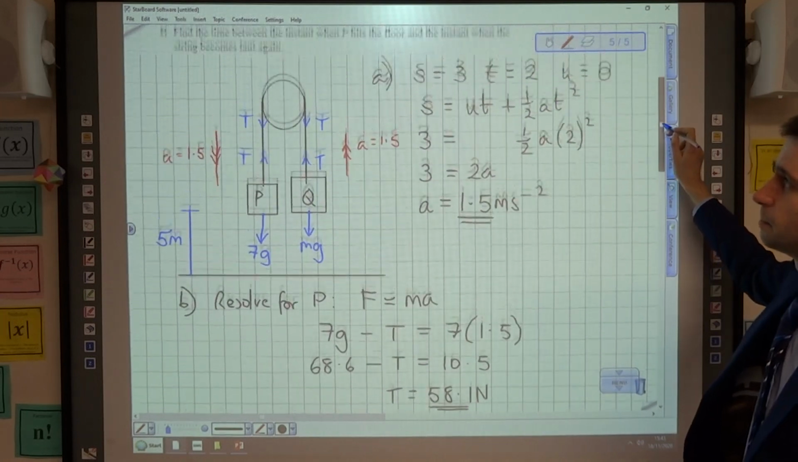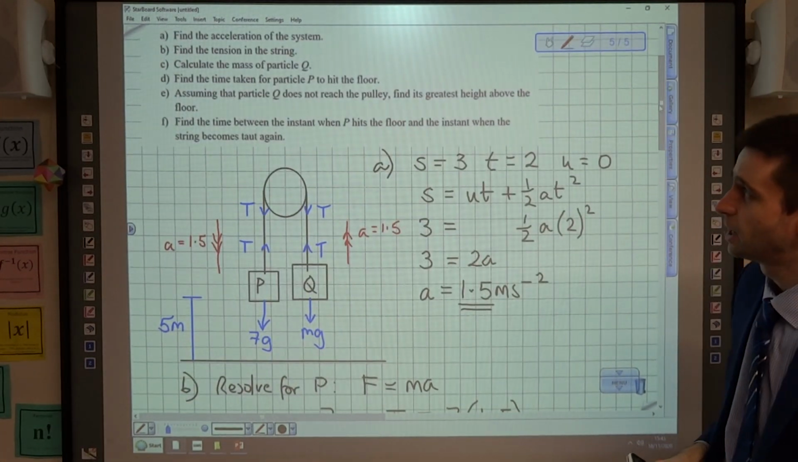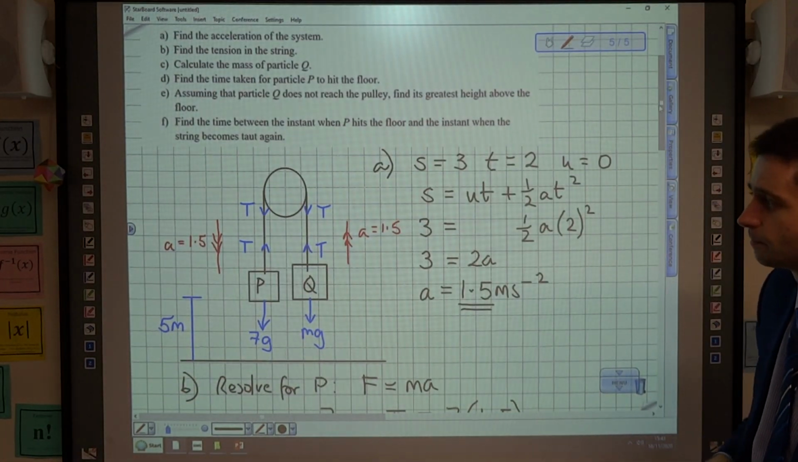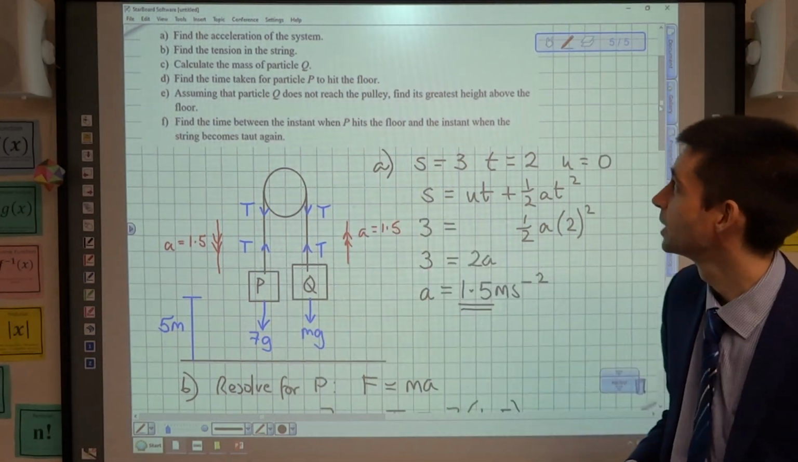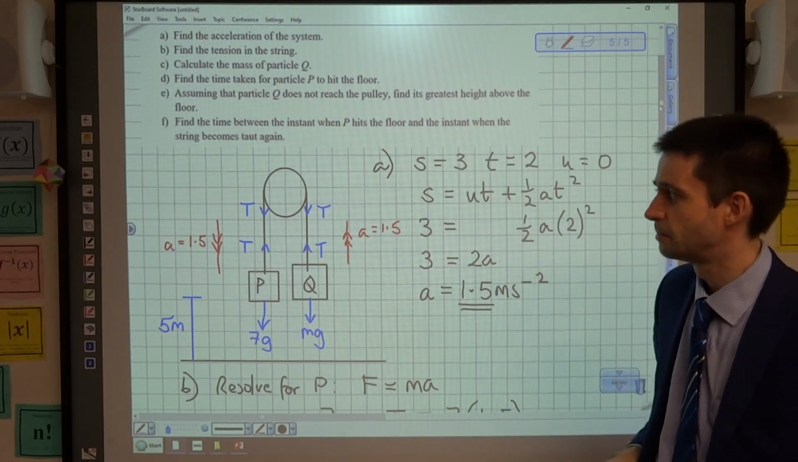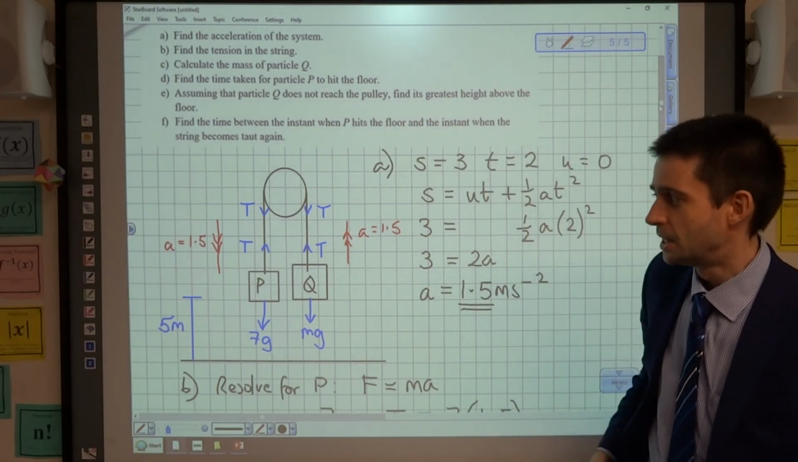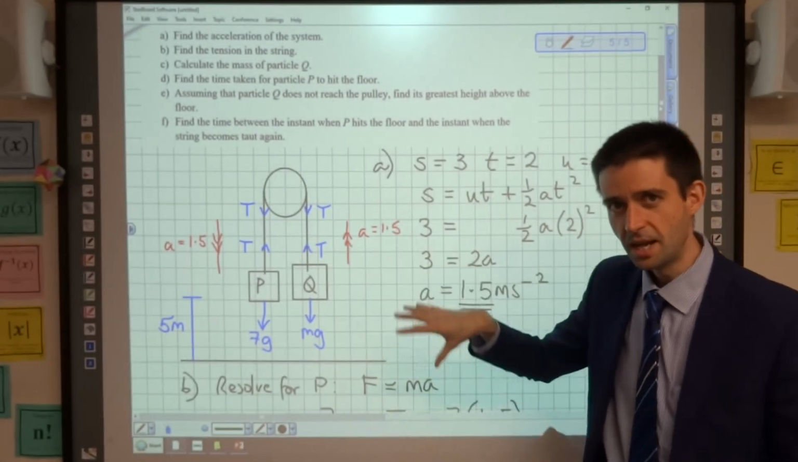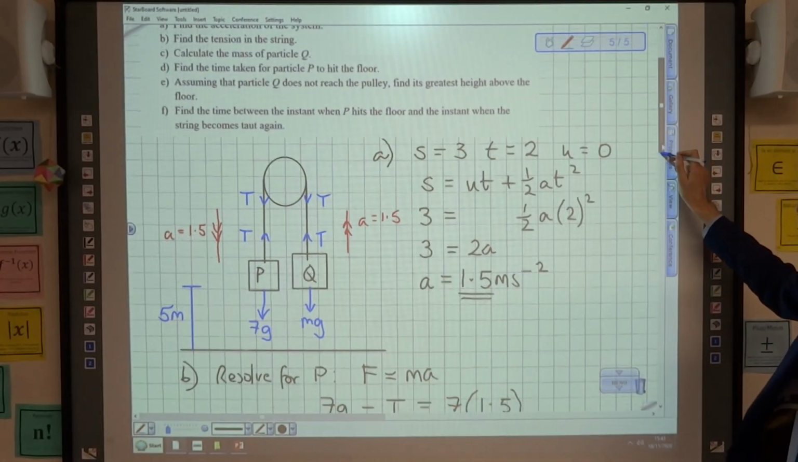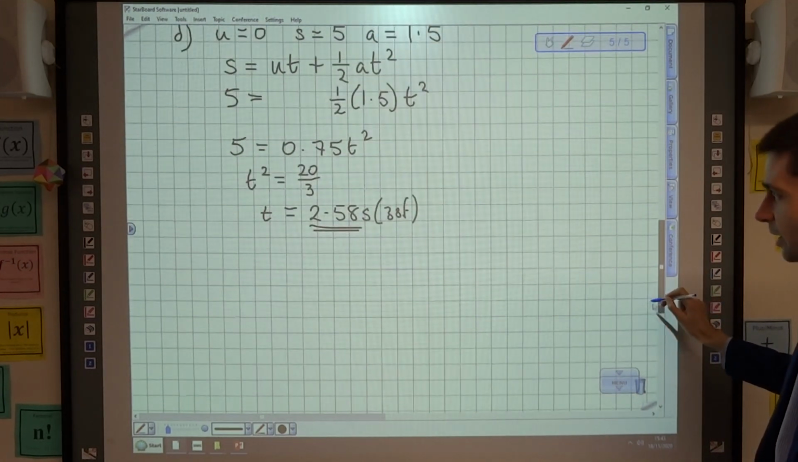Right, in part E, it says assuming that particle Q does not reach the pulley, so P descends, Q ascends but doesn't get to the pulley, find its greatest height above the floor. Now, we need to consider what happens to particle Q after P hits the floor. So, let's just draw a quick diagram of what's going on here.